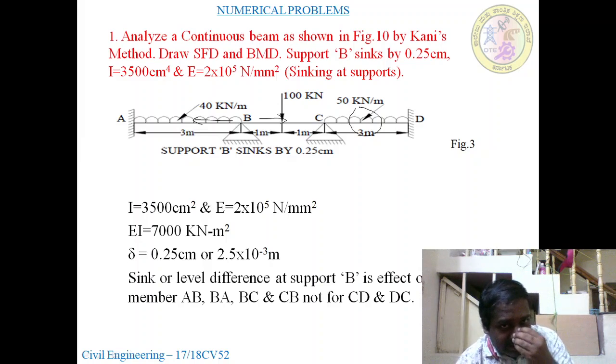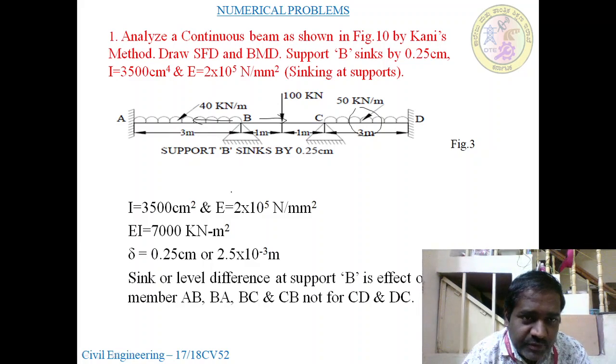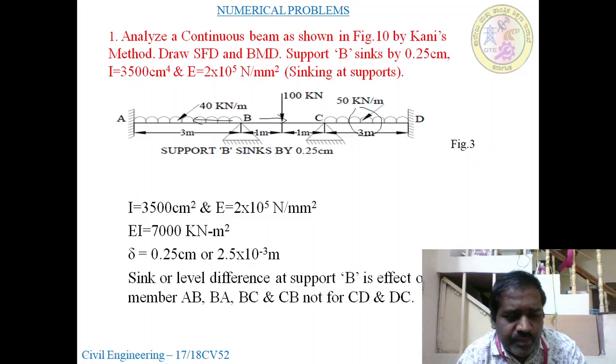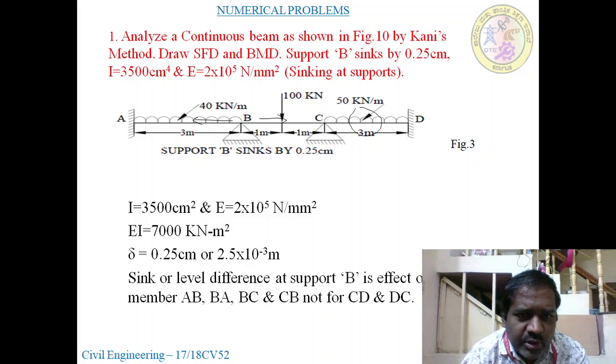So now as per the procedure, we have to calculate the fixed end moments, but here there will be a sinking, so the fixed end moments plus the sinking moments will be added. Fixed end moment plus sinking moment should be added for the final fixed end moment. So here I is equal to 3500 centimeter to the power 4, and E is equal to 2 into 10 to the power of 5.